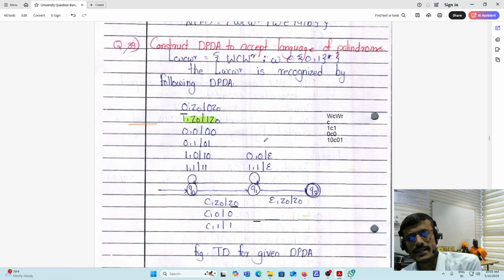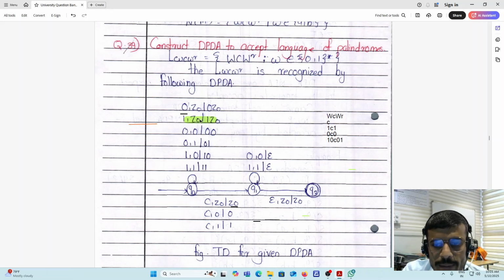Okay, so what will happen? 1Z0 means what? 1 will be read from the given input symbol, Z0 will be the top of the stack symbol, and on the stack that 1 will be written, or 1 will be pushed over there.